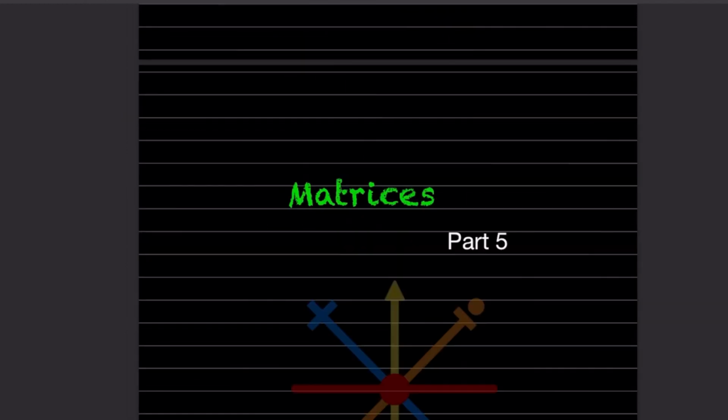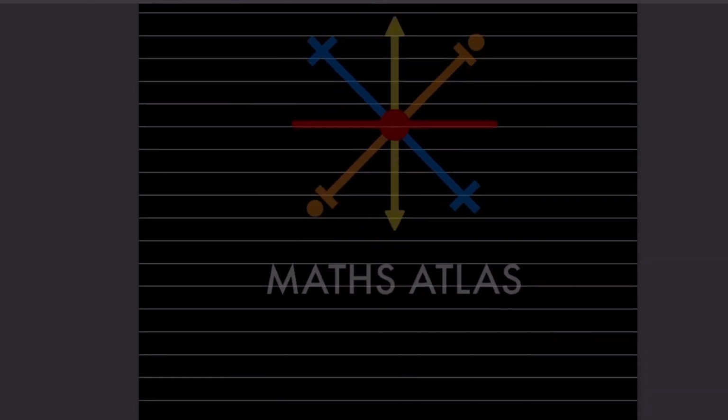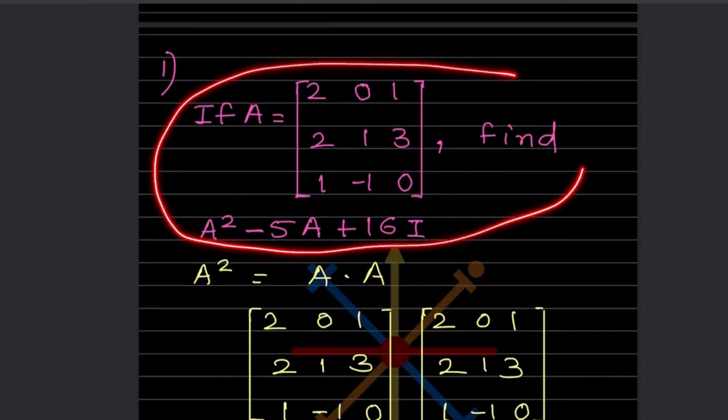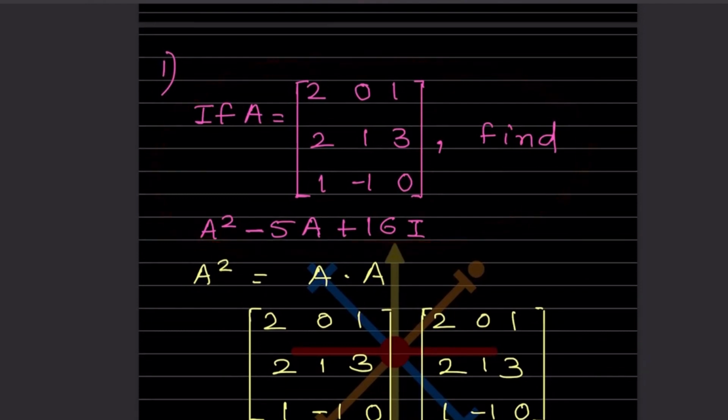Now let us do part 5 for the same topic, that is matrices. This is the question: given the matrix A, we have to find A square minus 5A plus 6I. The matrix A is given over here. First, let us see A square. A square will be A into A, so we have to write this two times.